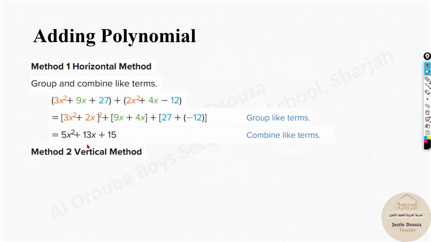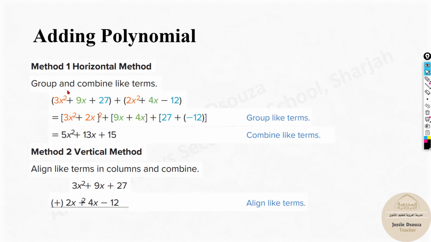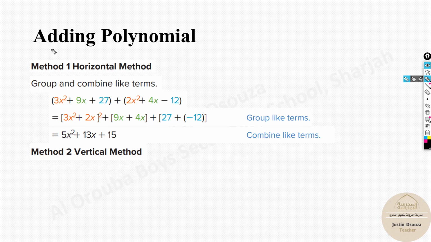You might think, okay, the horizontal method is easy because the problems are easy. But when it gets complicated, this method is much easier, because in future grades, say in grade 11 and 12, when you have complicated problems, this would be an easier method to deal with. So try to remember the horizontal method and try solving problems in this method itself. But if you want the vertical method, yes, you can try it. There's no problem.